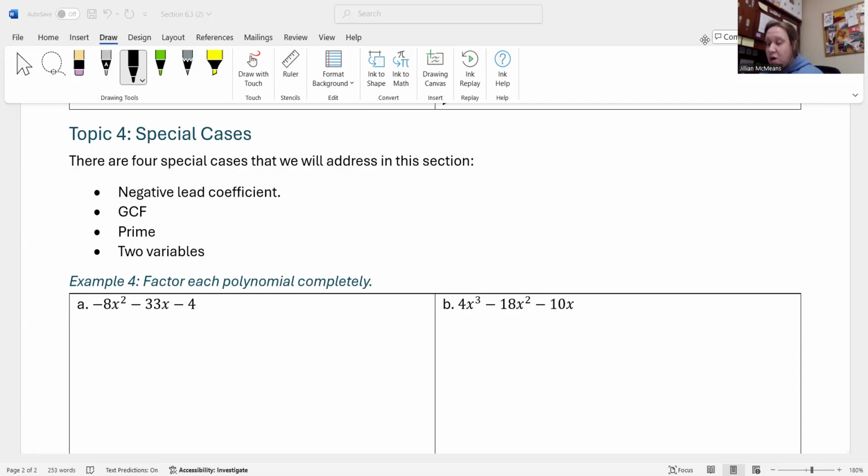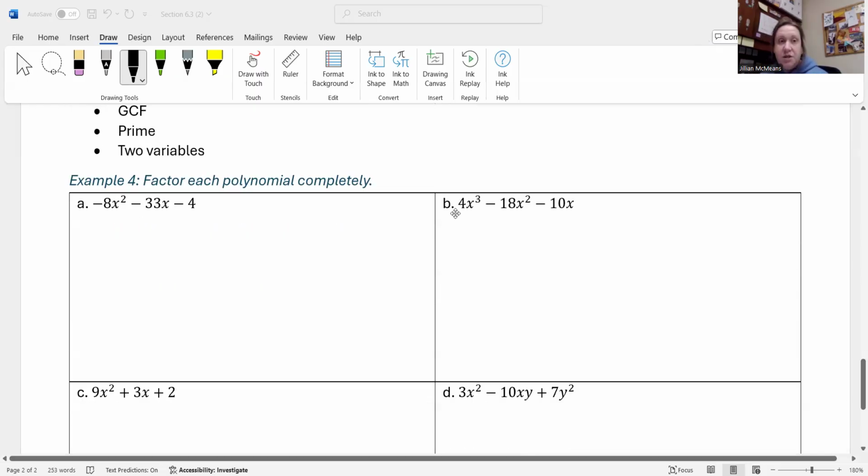We're going to have a situation where our lead coefficient is negative. We're going to have a situation where we have a GCF. We're going to look at a prime quadratic trinomial, and then we'll look at a situation with 2 variables. The 2 variables is probably the one that shows up the least, but I want to make sure you know it just in case it comes up in your homework. Okay, so the directions here for example 4 just say factor each polynomial completely.